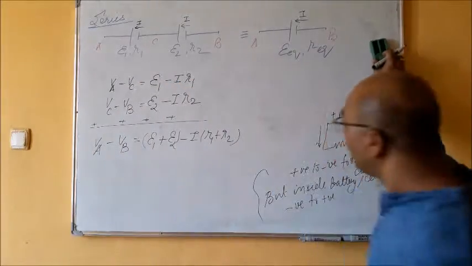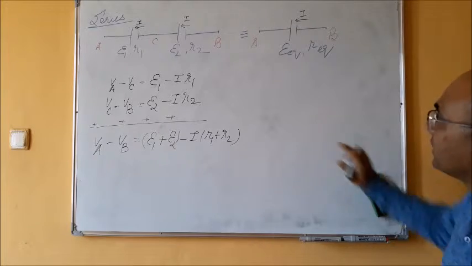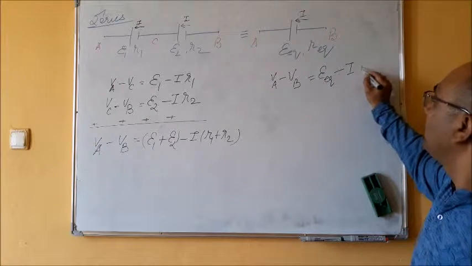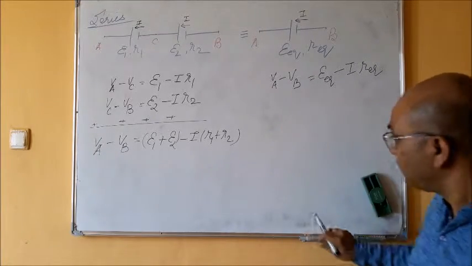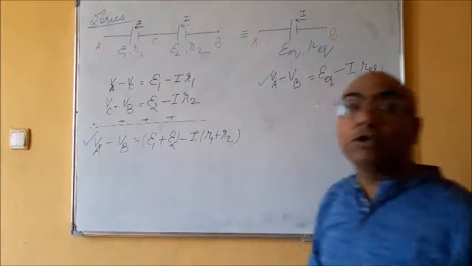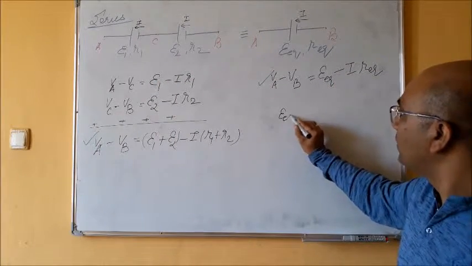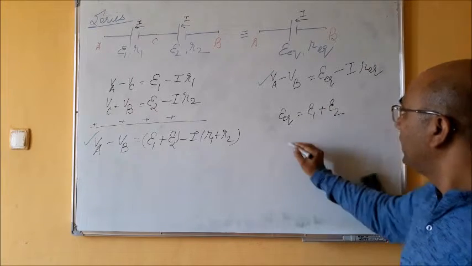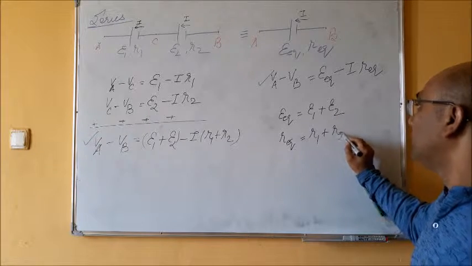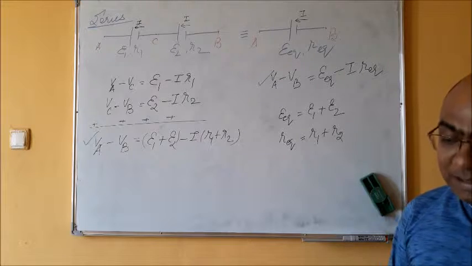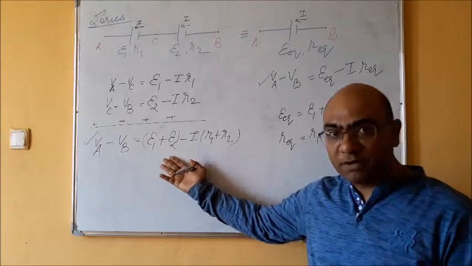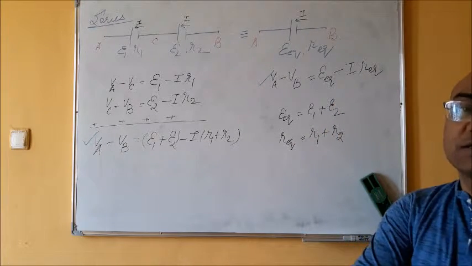This is fine. Now the same thing I am doing for this equivalent circuit. In the equivalent circuit, VA minus VB can be given as E equivalent minus I R equivalent. Now compare this equation with this equation. When you compare, you get E equivalent is given by E1 plus E2 and R equivalent is given by R1 plus R2. Hence we can conclude that if cells are connected in series, we can replace the cells simply by adding the values of EMF and adding the internal resistances of the batteries.